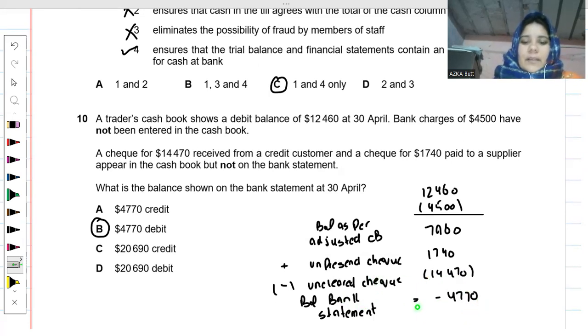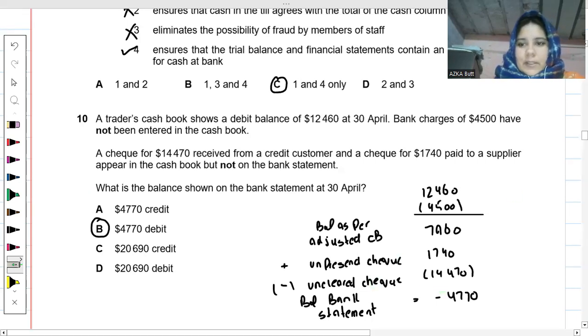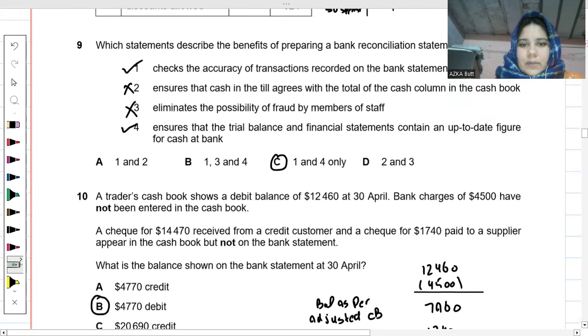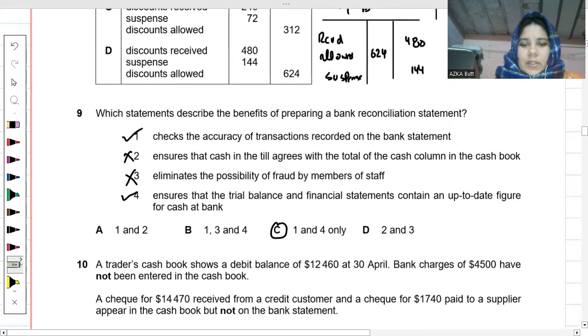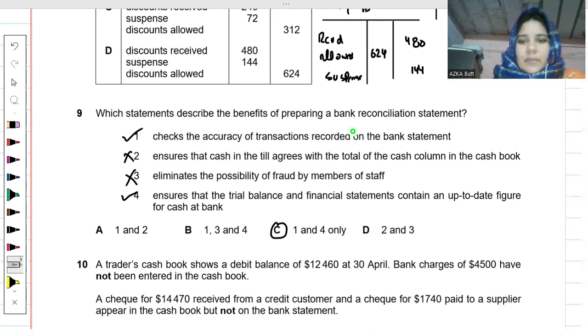But the minus is from the bank's perspective; if it is minus, it is basically the debit balance for the business. Because whatever is debit for us would be credit for the bank. But if an amount is credited by the bank, it would be debited by us. So this is the change of terminology.